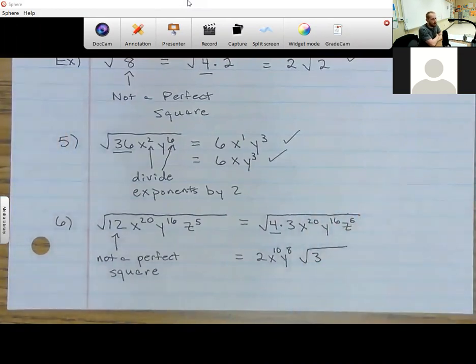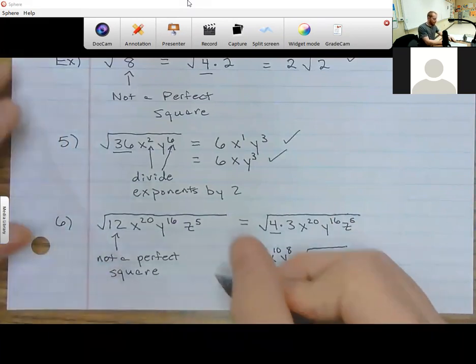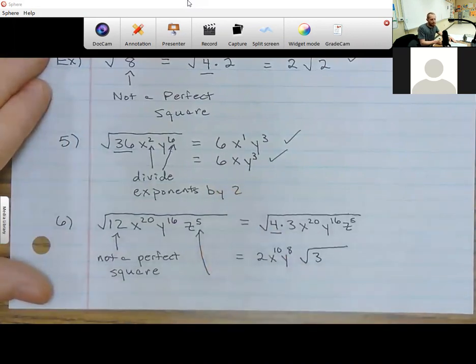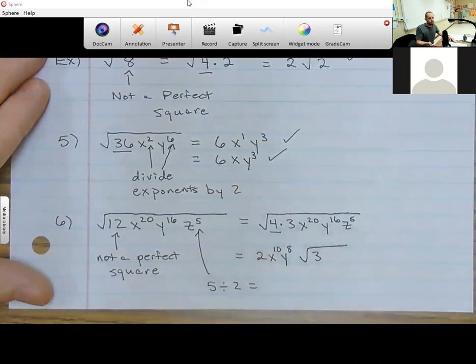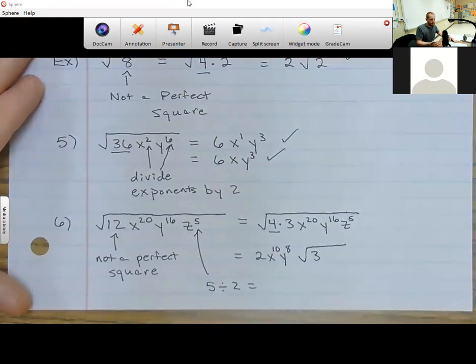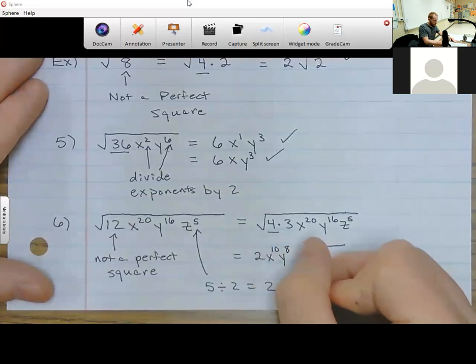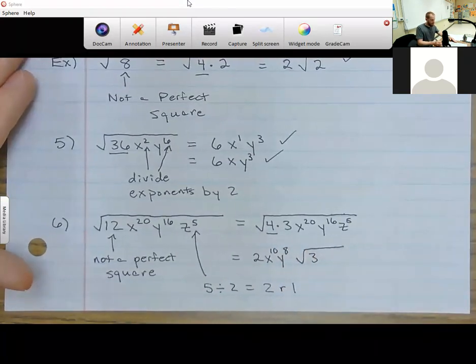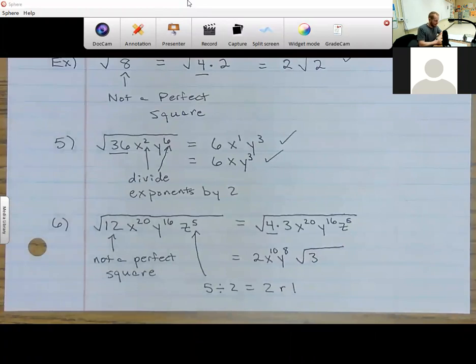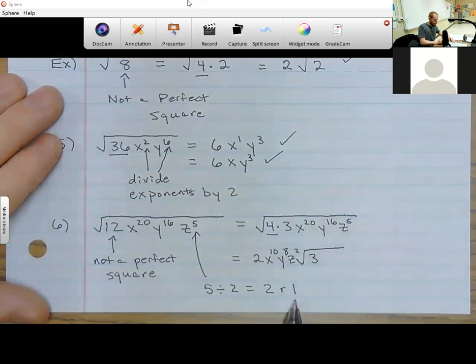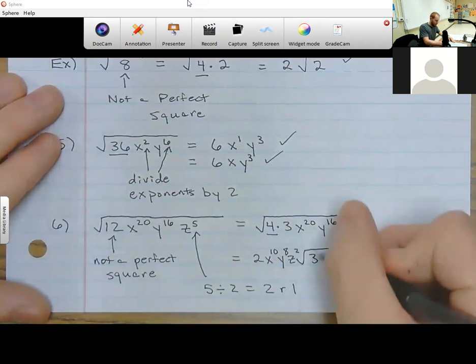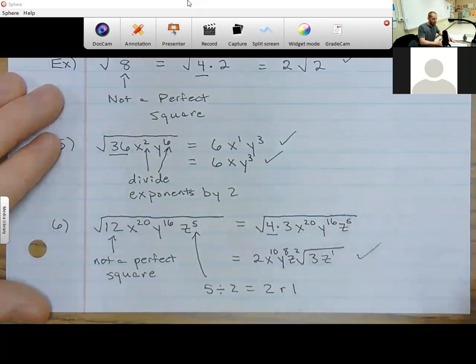Now here's the question. How many z's can I take out, at the most? See how I have 5 z's? Let's talk about that. We're going to take 5 and divide it by 2, just like usual, okay? So what's 5 divided by 2? Wouldn't it be 2 remainder 1? Right? So how many z's can I take out? I can take out 2 z's, but how many have to stay left under the root? Only 1. So I'm going to leave 1 z on the inside, and I'm done.